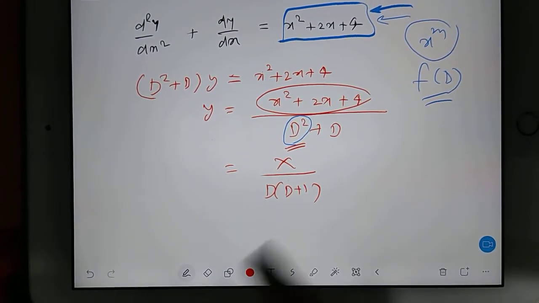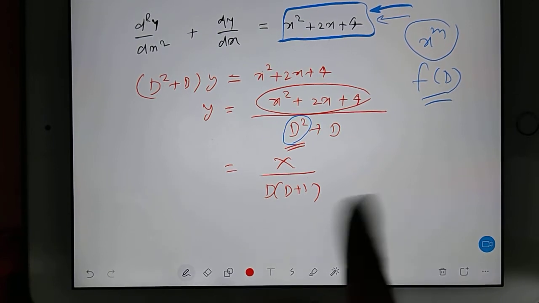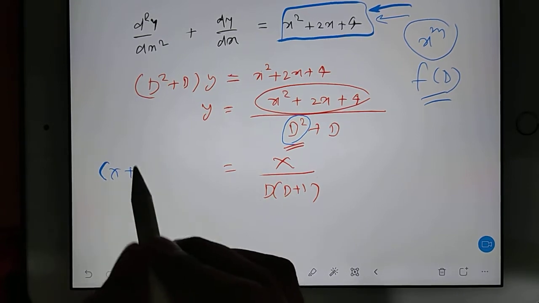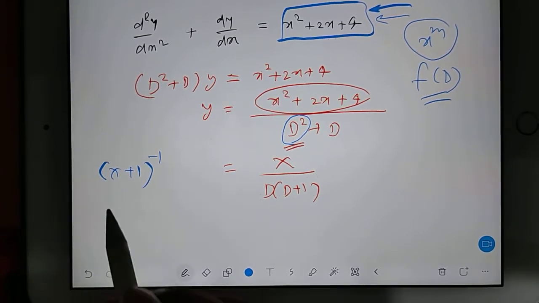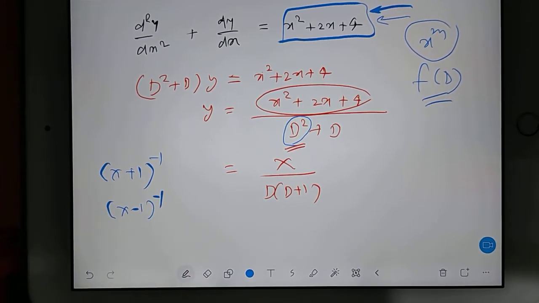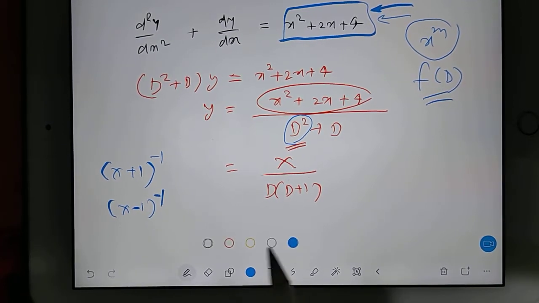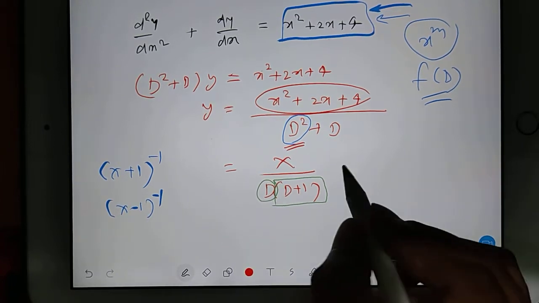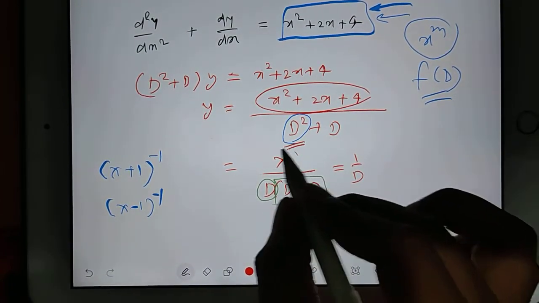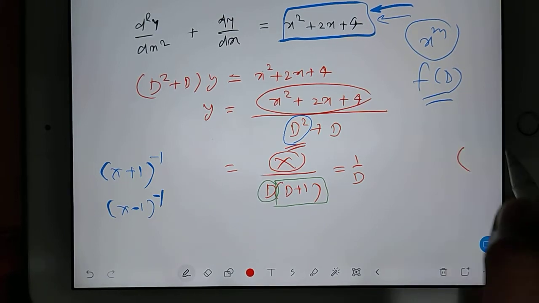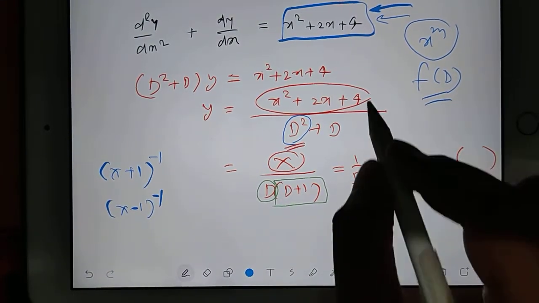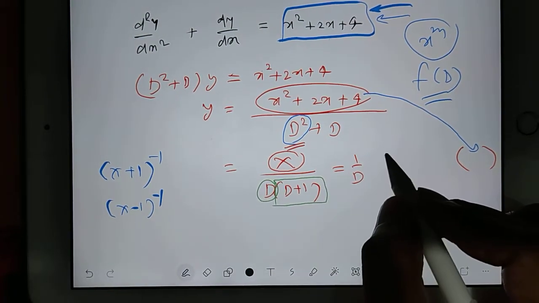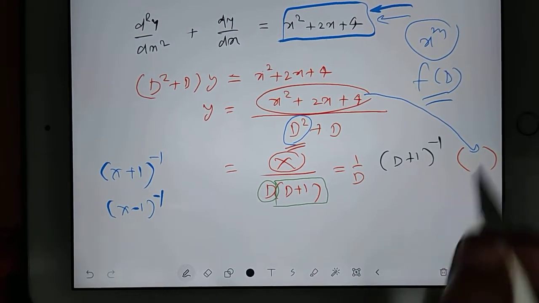Okay, now we have to operate. Always remember one thing, there is an expansion for (x plus 1) power minus 1, and there is an expansion for (x minus 1) power minus 1. So currently we have this situation D plus 1. This D I will write as it is as 1 by D, and this x I will write here in another bracket, that is nothing but these values, and this (D plus 1) power minus 1 I will write as minus 1.